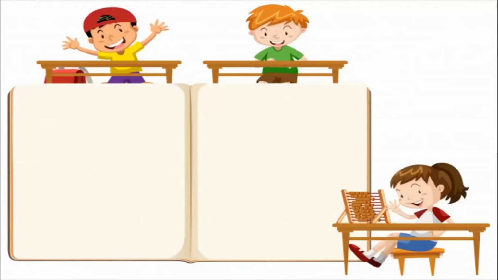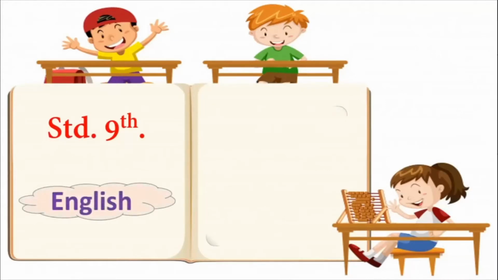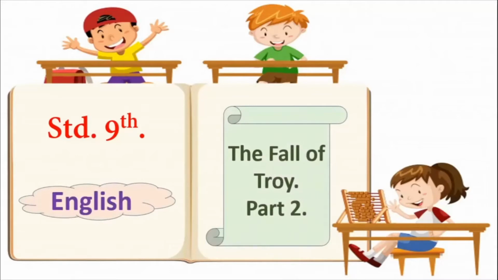So children, let us pick up from where we left last time. Remember, we were doing a lesson in standard 9th English, and the name of the lesson was The Fall of Troy. And we had done part 1 of the lesson. So you can go back and watch that video so that you will know how the story progressed, who the characters of the story were, and what the story was about.